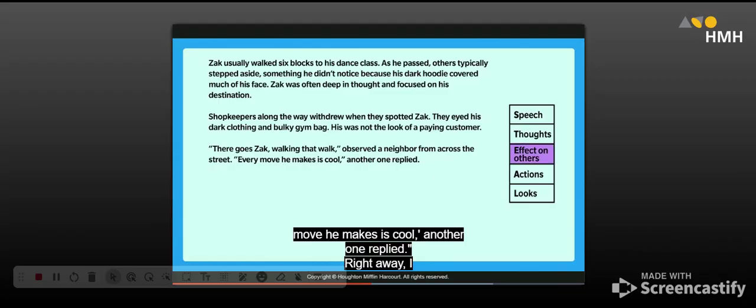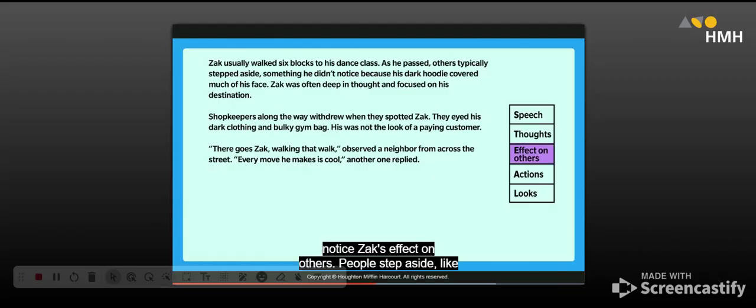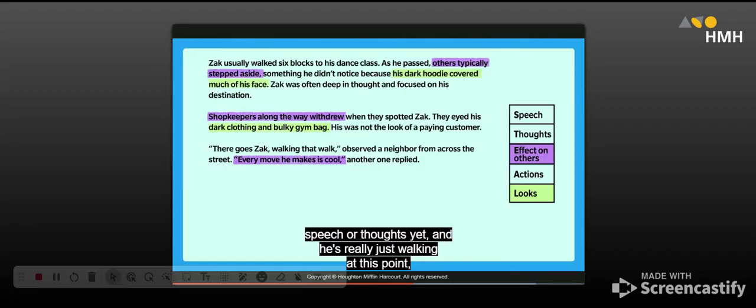Right away, I noticed Zach's effect on others. People step aside, like maybe they're intimidated by him. But not everyone is threatened by him. Some people think he's cool. I also noticed things about the way he looks in his dark hoodie with his big gym bag. I'm not really seeing anything about Zach's own speech or thoughts yet, and he's really just walking at this point, so I'm going to read a bit more of the story.